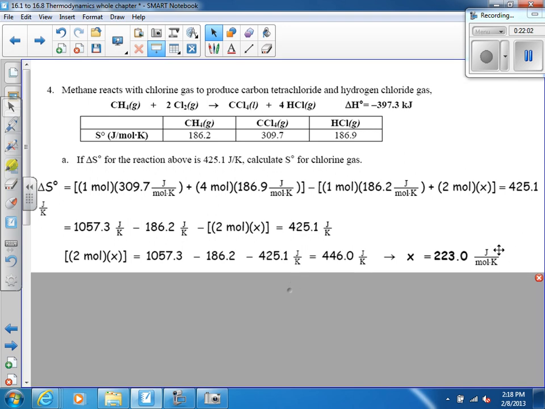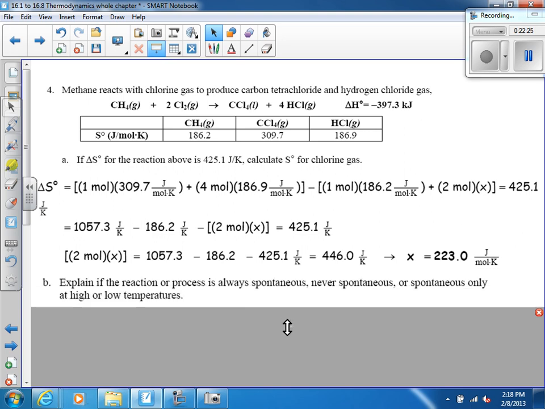Just always be careful. Notice entropy is always given in joules, joules per mole Kelvin. Enthalpy is typically in kilojoules. So whenever you use your equation delta G is delta H minus T delta S, you want to make sure that your enthalpy and your entropy have the same heat units, either both in joules or both in kilojoules. Be very aware.